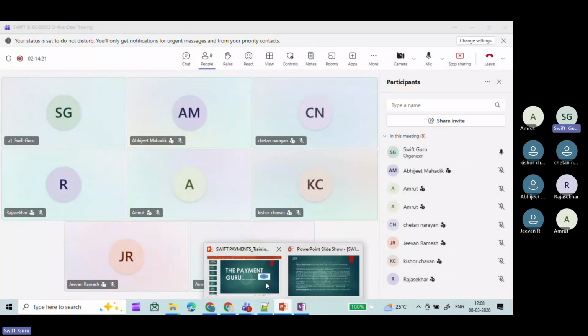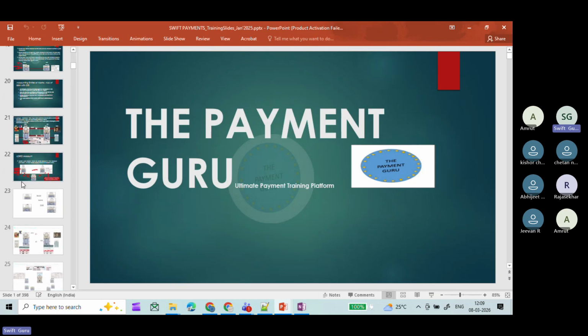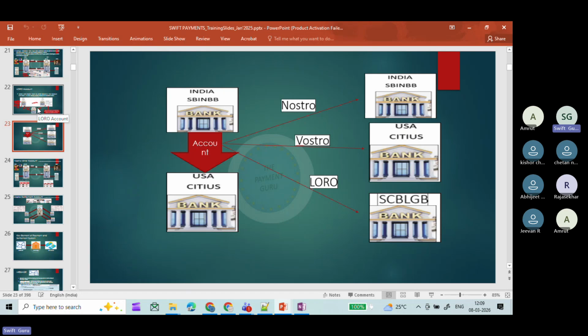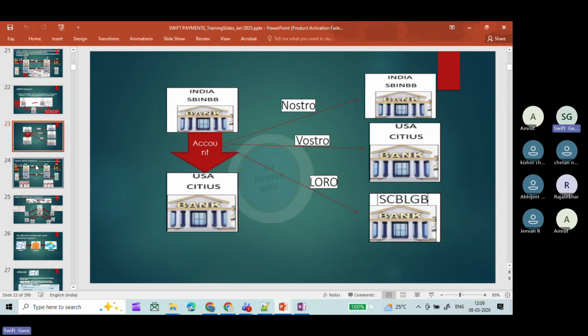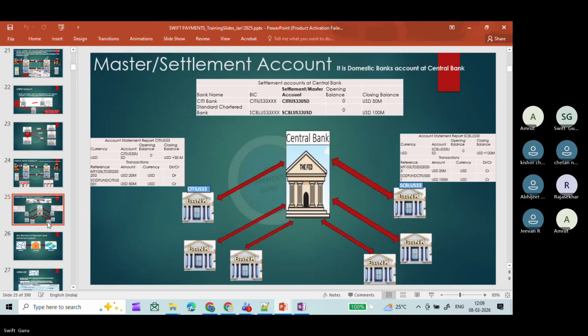In coming sessions, we are going to learn in detail about other basics on the payment side. That will be the key elements of payment and settlement systems. There are some more accounting terminologies we need to cover: Loro account, master account or the settlement account, Nostro Vostro account, profit and loss account. These terminologies are required for us to understand, because when a payment accounting entry is done at a bank side, what accounts get debited, what accounts get credited. These are the terminologies I'm going to use, so definition and understanding.